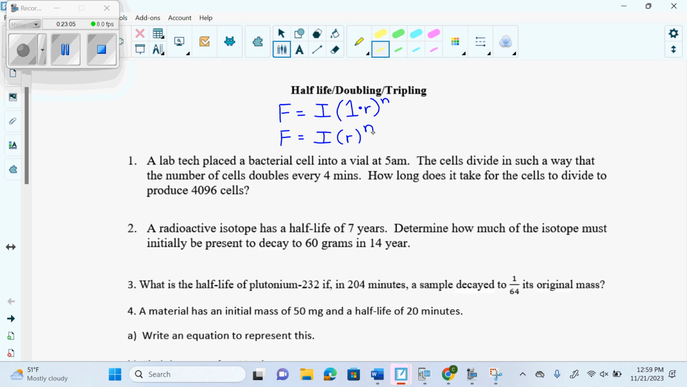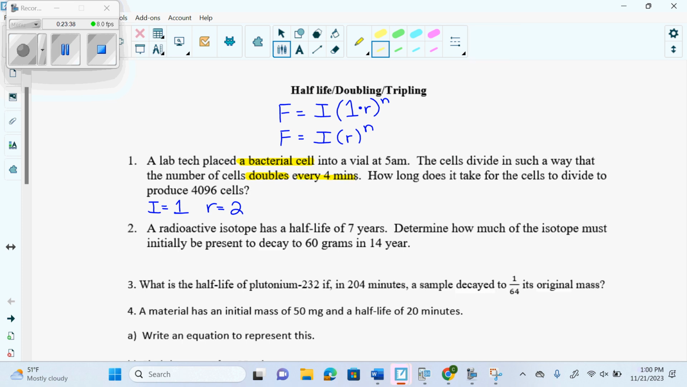So here it says, a lab tech placed a bacterial cell. So what's my initial? 1. Into a vial at 5 a.m. Cool. The cell divides in such a way that the number of cells doubles. It doubles. So what's my R going to be? 2, because now it would be 200% technically. Okay? It doubles every 4 minutes.